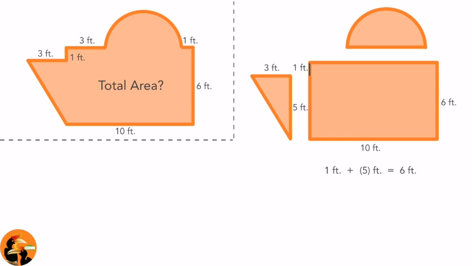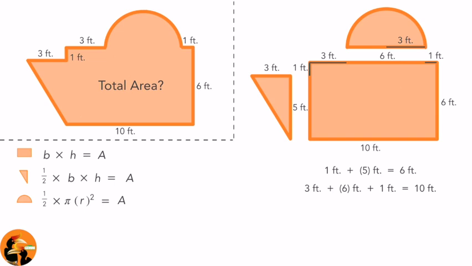Now, let's talk about the semicircle. We're going to need its radius to find its area. We'll start by finding the diameter. We know the neighboring sections have lengths of 3 feet and 1 foot respectively, and the total base length of the rectangle is 10 feet. So the diameter of the semicircle, which is our missing length, must be 6 feet, as 3 plus 6 plus 1 equals 10. That means the radius of the semicircle is 3 feet, since the radius is half the length of the diameter.